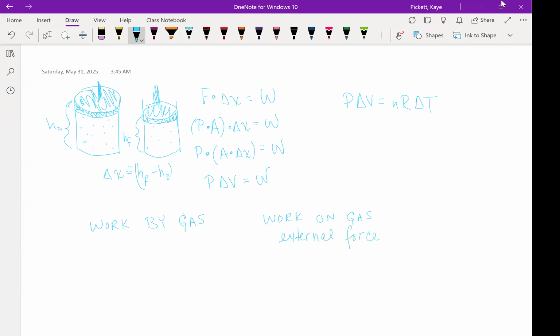And work done by the gas is spontaneous. If I let go of that piston, my gas is going to expand naturally. So the gas moves the piston.